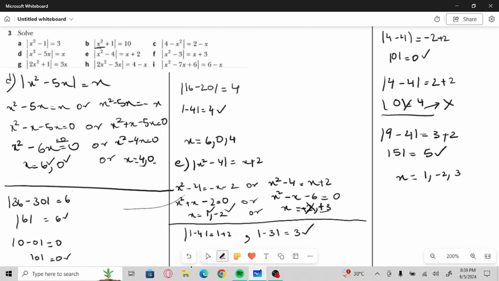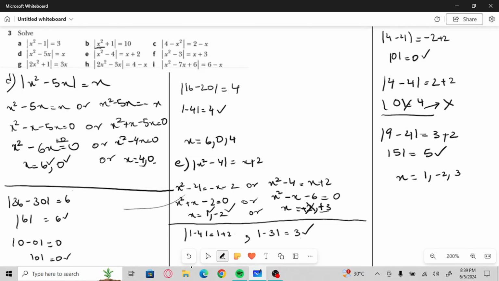On to part F. Okay, so part F, we have x squared minus 3 in a modulus, which should be equal to x plus 3. So again, what we'll do is, excuse me, two possibilities again. x squared minus 3 is equal to negative x minus 3, or x squared minus 3 is equal to x plus 3 as it is in fact. So simplify this, x squared plus x, and minus 3 plus 3 cancels out, is equal to 0, or x squared minus x minus 3 minus 3 is minus 6 is equal to 0.